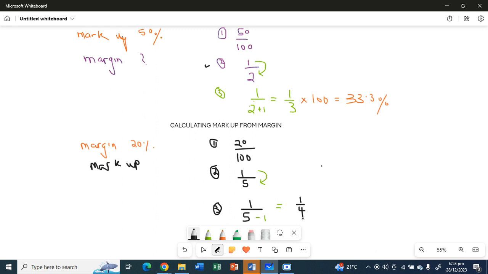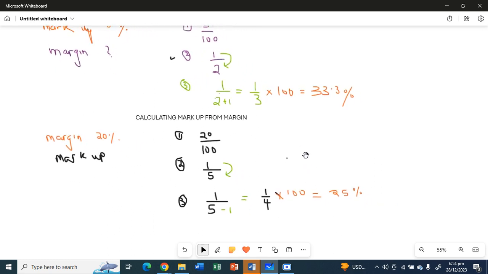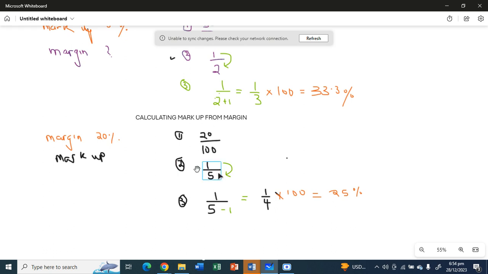We can leave it as a fraction or we can convert it into a percentage. In order to convert this fraction into a percentage, we multiply by 100%. And this gives us 25%. So our markup is 25%. Any questions? All right. So sometimes it might be given in a fraction format. If it's in a fraction format, you start from step two. All right. But if it's in percentages, that's when you start from step one.